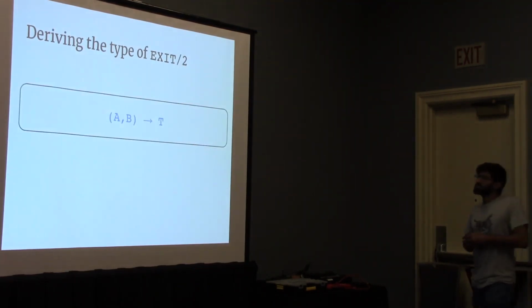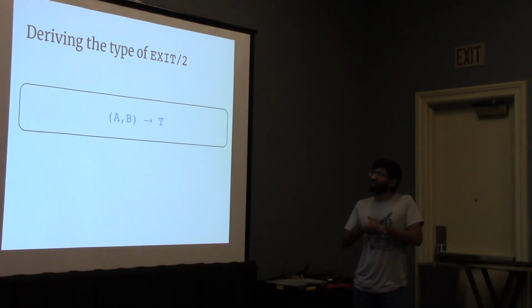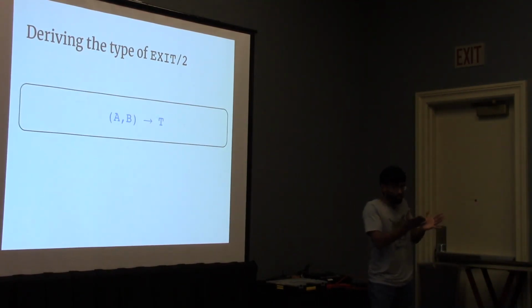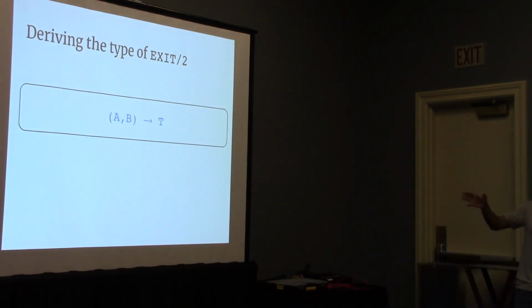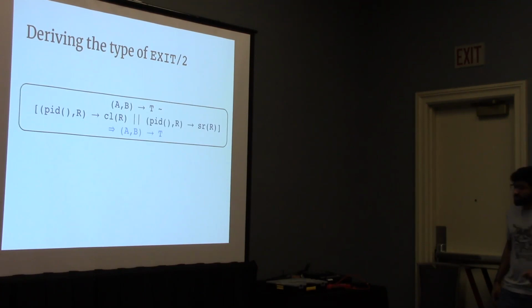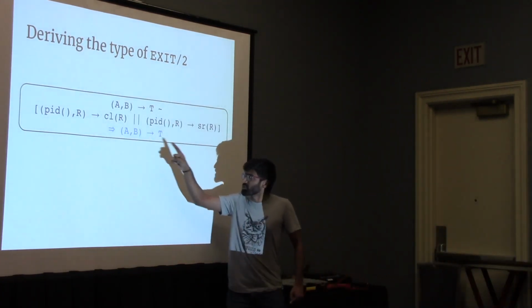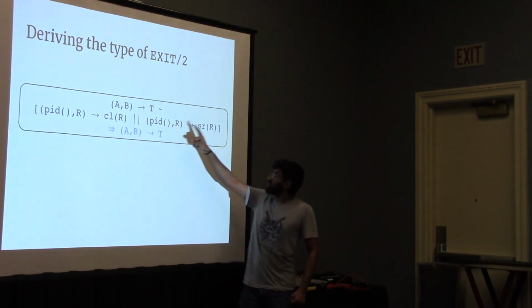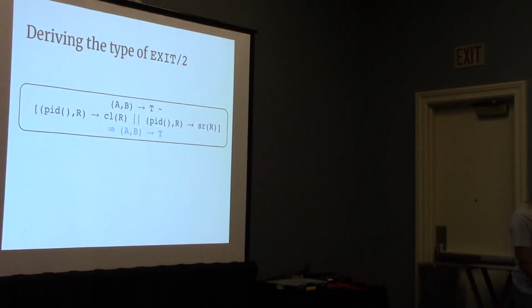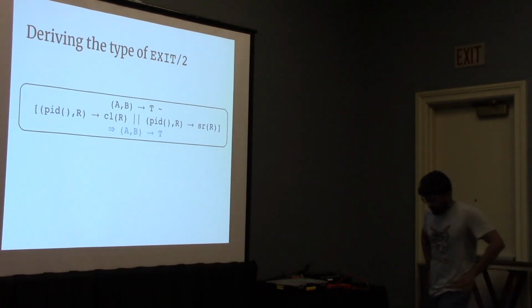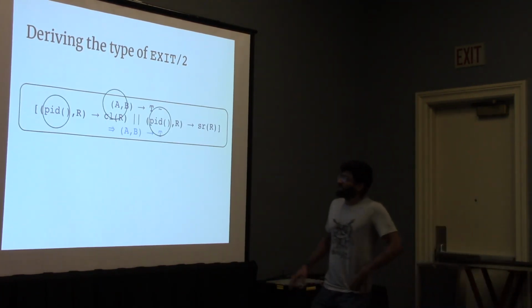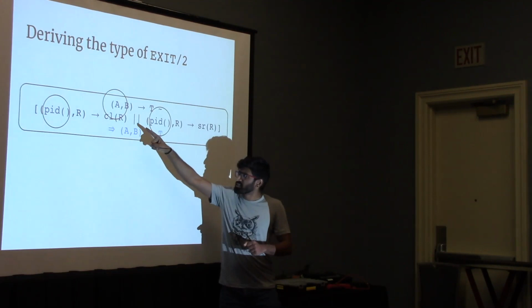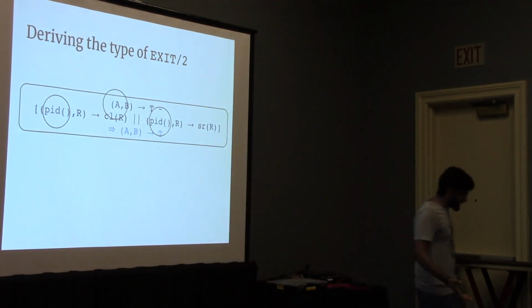Okay, so let's try to derive the type of exit. What do we know about exit? We know that it accepts two arguments and it returns a term of some type. Well, let's say those are some types A and B and T, right? So we know this is the structure of the type of exit. But we also know that this must be one of the two types which we saw earlier, which will be PID R to client R or PID R to server R. Right, so, looking at the type constraint, in both branches, you can basically notice that A is always PID. If you just look at the first argument, it's basically saying A is either PID or PID. Well, it's basically saying A is always PID.